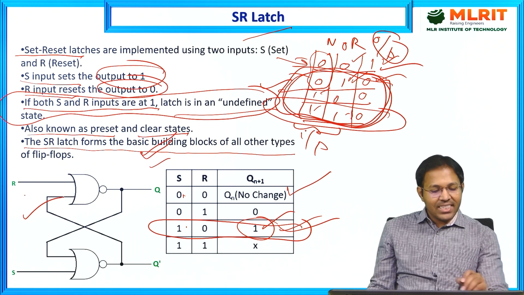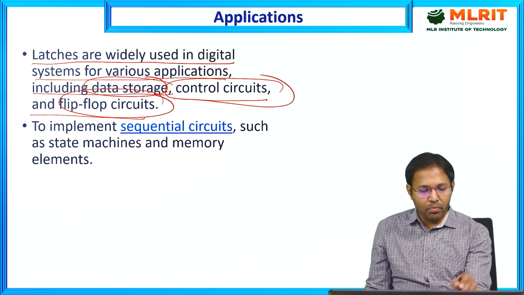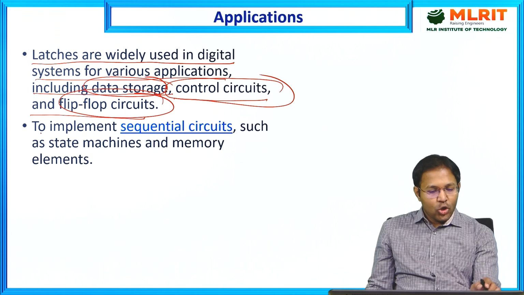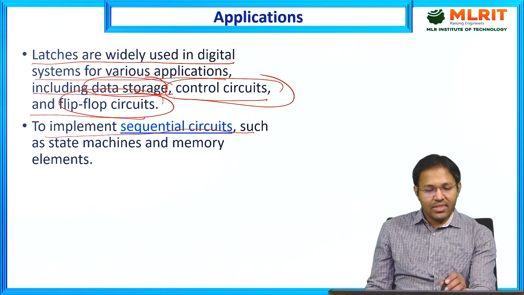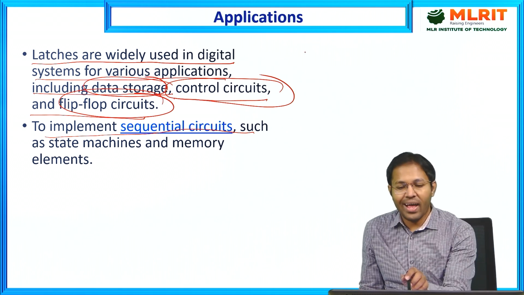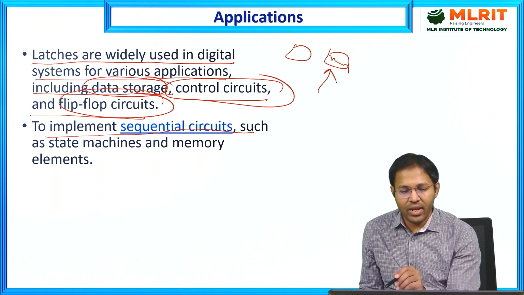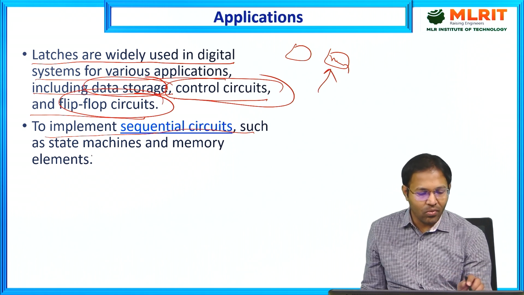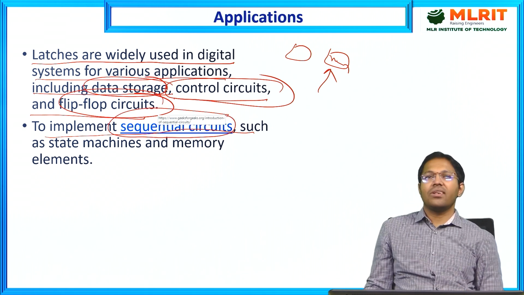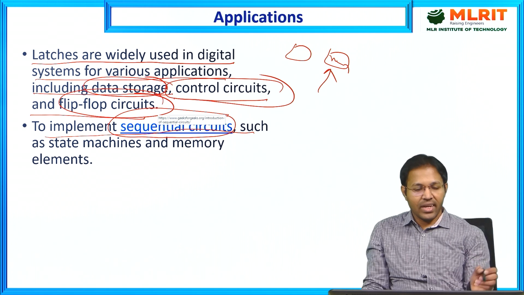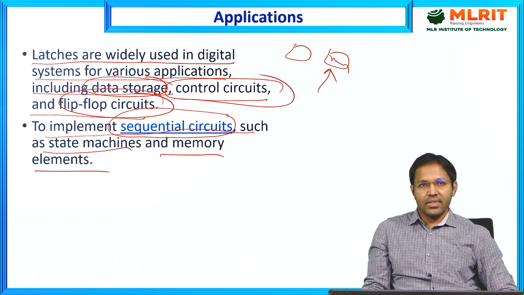To this latch, if we connect clock, then it becomes a flip-flop. To implement sequential circuits, what are sequential circuits? Sequential circuits are those circuits where you have the combinational part as well as the memory part. For the memory part, we make use of latches. So that's the reason one of the applications of the latches is to implement sequential circuits. Using sequential circuits, we can construct state machines and also the memory elements.